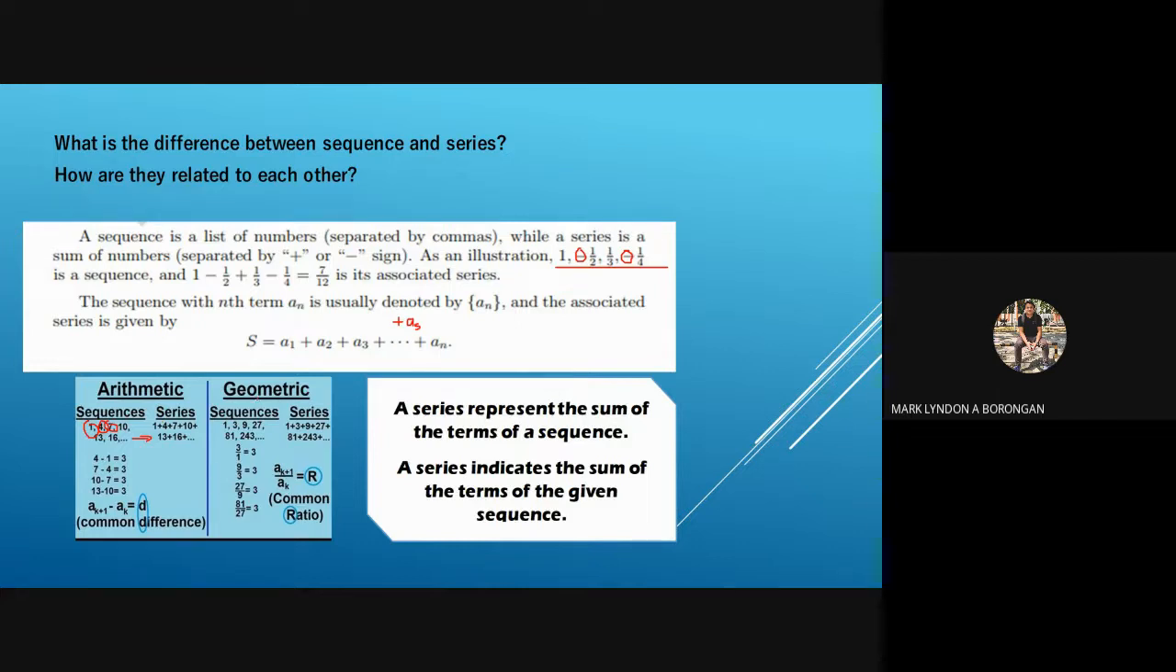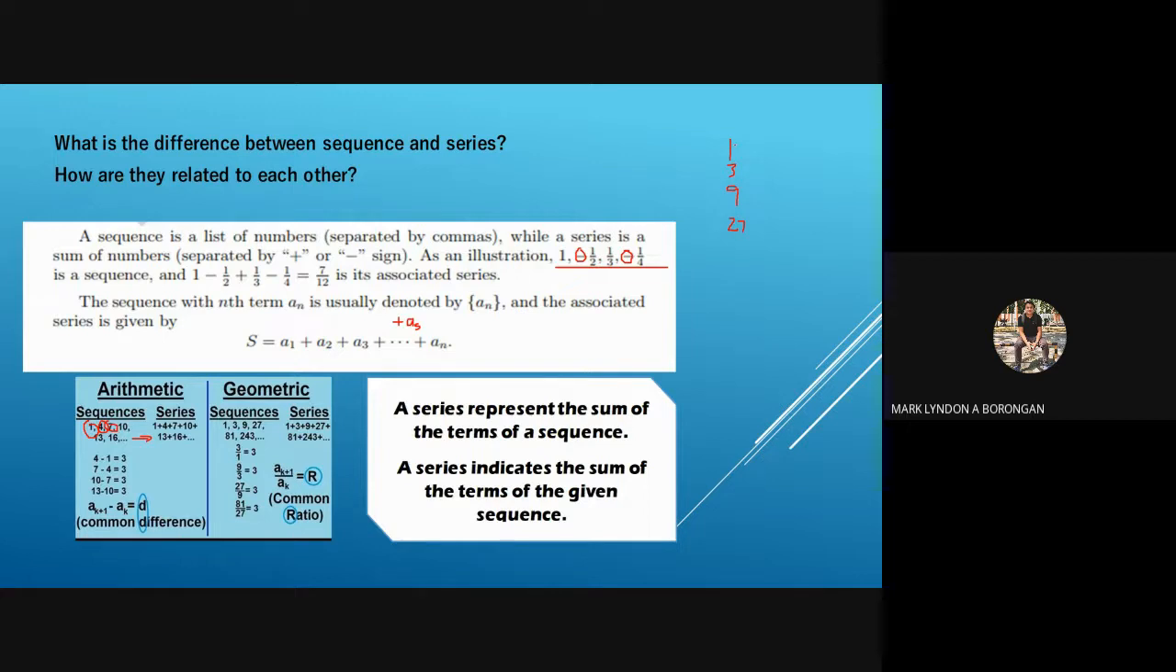Next, we have the geometric sequence. In the arithmetic sequence, it involves the common difference. In the geometric sequence, we involve a common ratio, or multiplier. So for our example here, we have 1, 3, 9, 27.